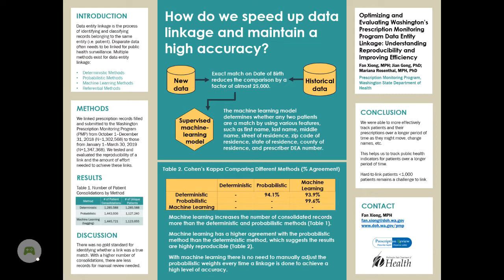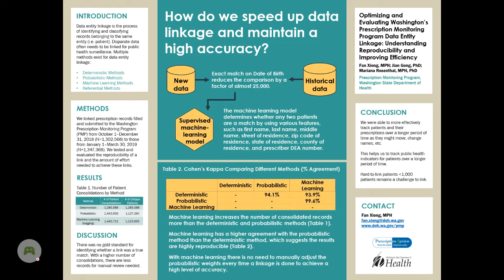Just to start off, when we talk about data entity linkages, we're talking about identifying and classifying records that belong to the same patients. There are usually four different methods that are used: deterministic, probabilistic, machine learning, and referential methods. Deterministic methods usually involve constructing a set of rules that you believe to be a match. So it might be that two individuals who have the same first name agree, then you might say that is a match.